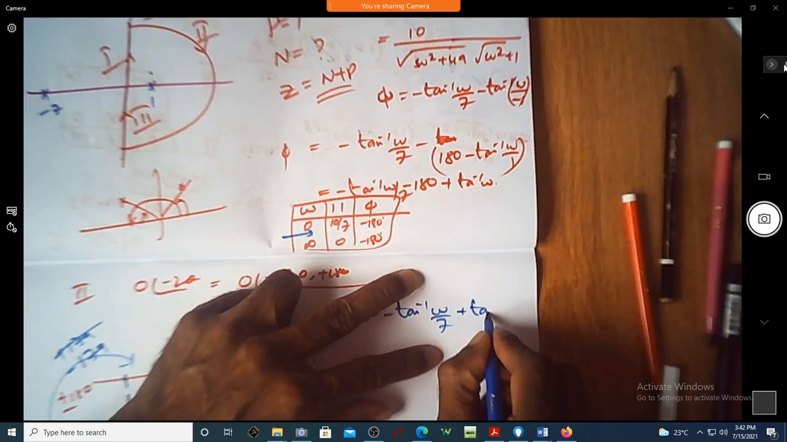Shall I take out a line here? In which direction is the contour crossing? Is it anti-clockwise? Is N equal to minus 1? It is, sir. Is the system not stable? It is stable, sir. The system is stable.